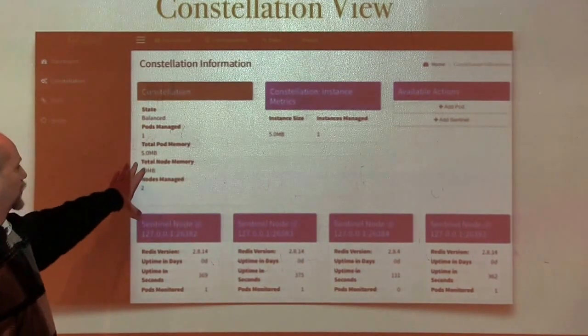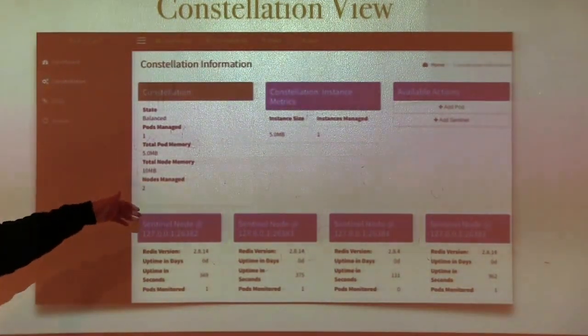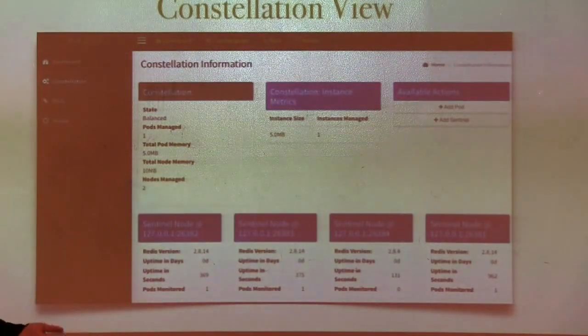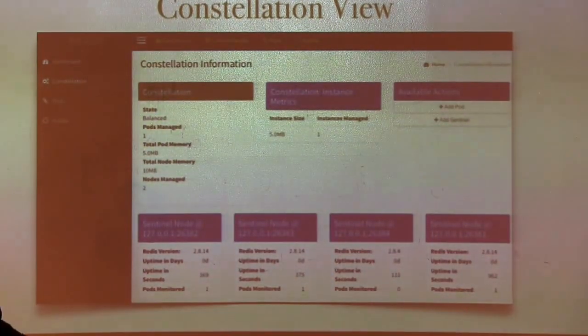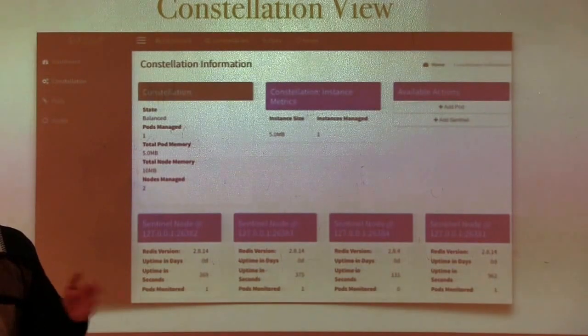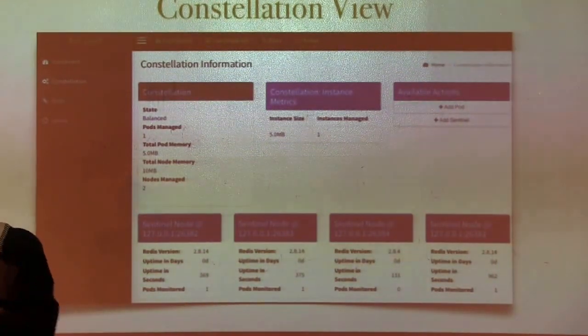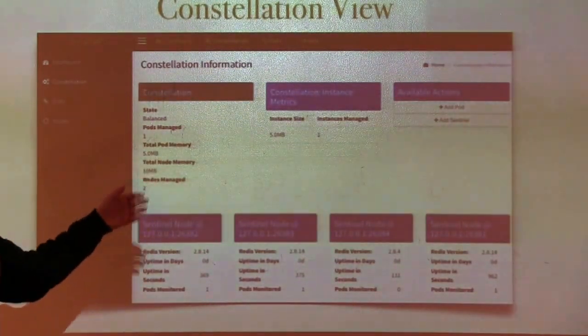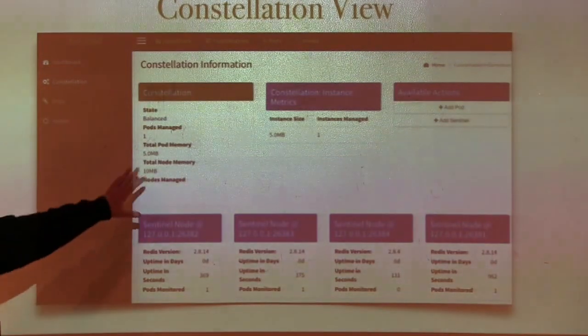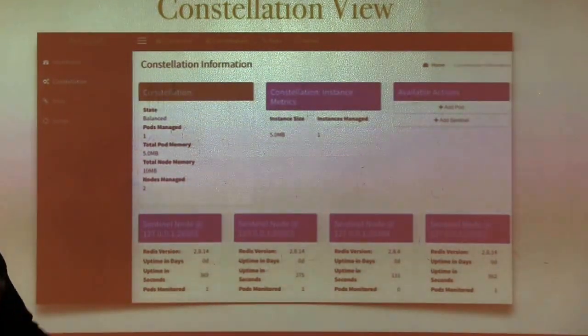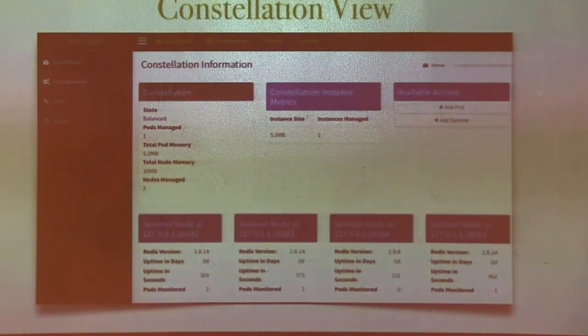It tells you the total pod memory, and that's your max memory setting in Redis config. So it goes to all the pods and says, okay, how much memory are you allowed to use? And totals it up for you. And then the total node memory, which totals it for every single node, not just on a pod level. Number of nodes managed.